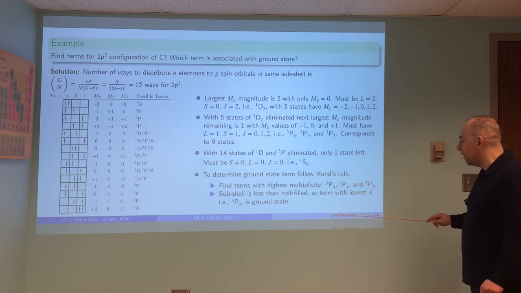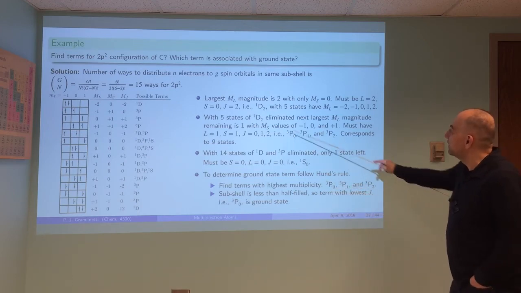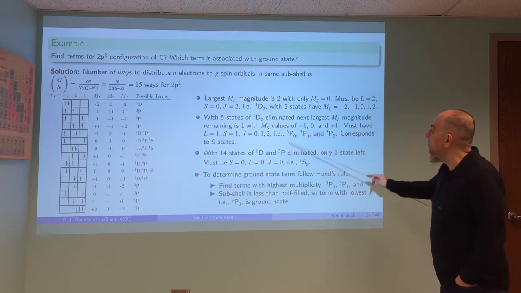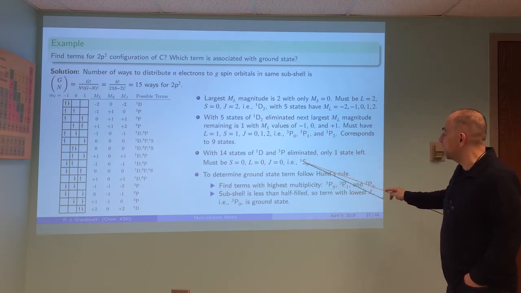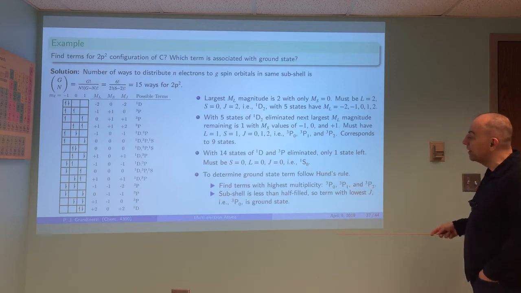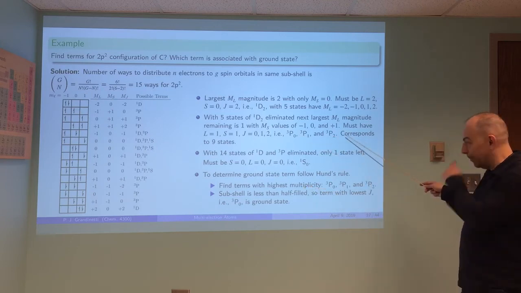So here we go, we're down to the wire. What we have left is to figure out, of all those states, singlet D2, triplet P0, P1, and P2, and singlet S0, which one is the ground state? What we find is that the ones with the highest multiplicity, which are these triplets, are going to have to be the ones considered.